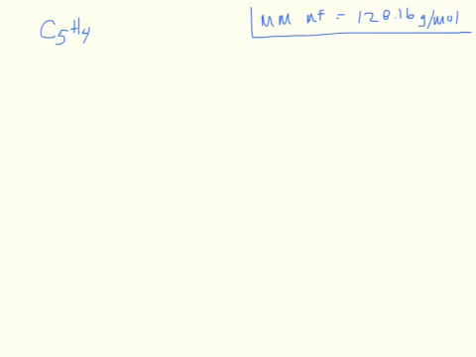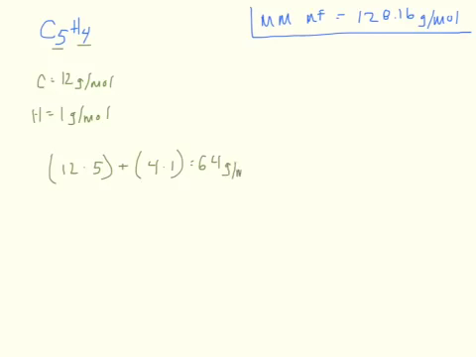So we have some information. What do we do with it? Well, we need to find the molecular mass, or the molecular formula. So let's find it. Carbon is 12 grams per mole. Right, that's its molar mass. Hydrogen's molar mass, 1 gram per mole. But remember, we have 5 carbon and 4 hydrogen. So 12 times 5 plus 4 times 1, and that is going to give us 64 grams per mole.